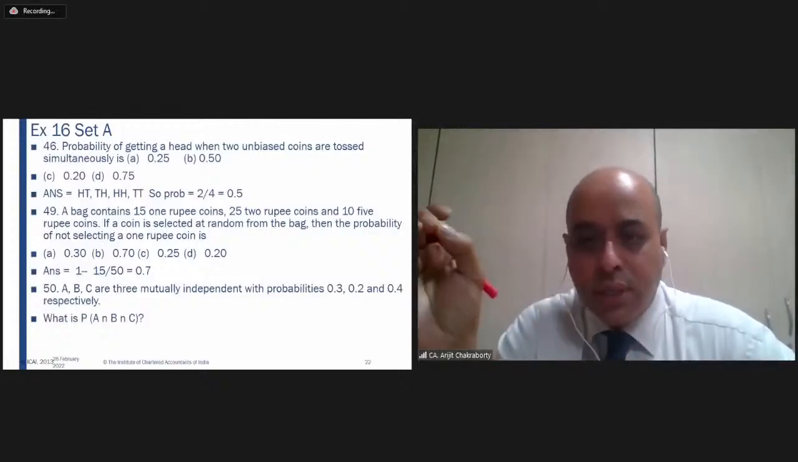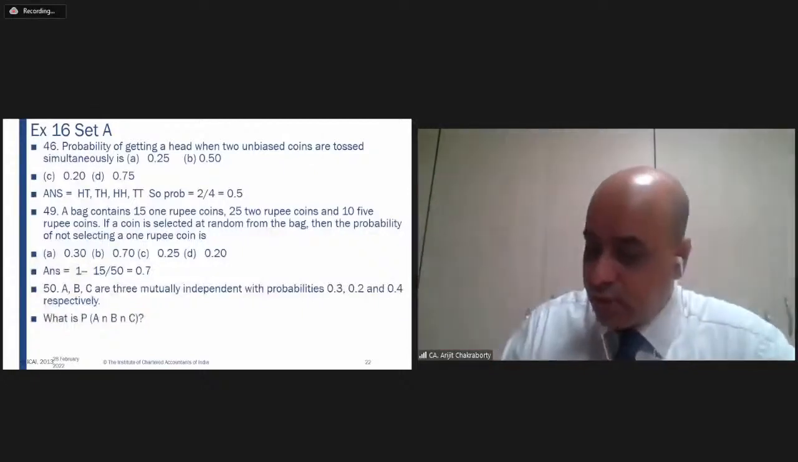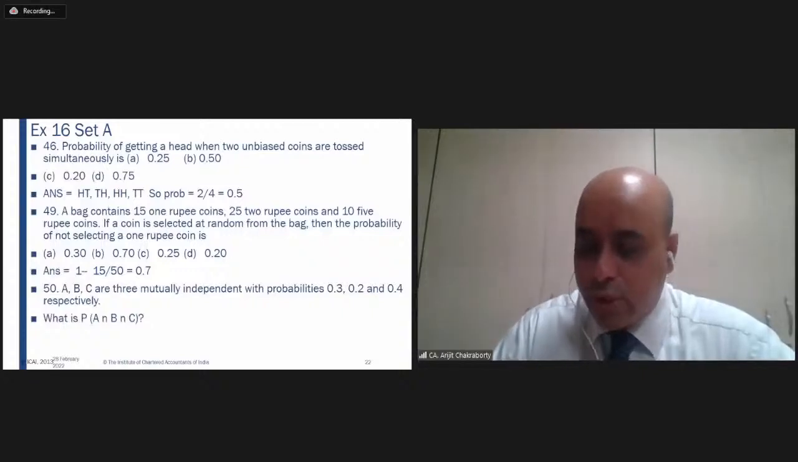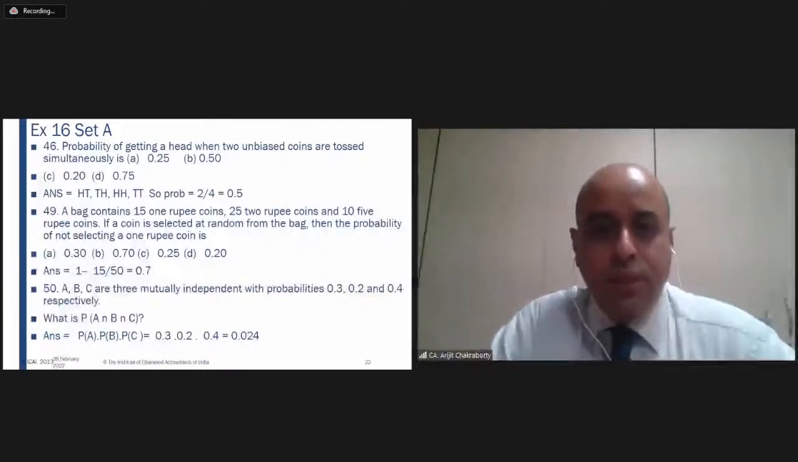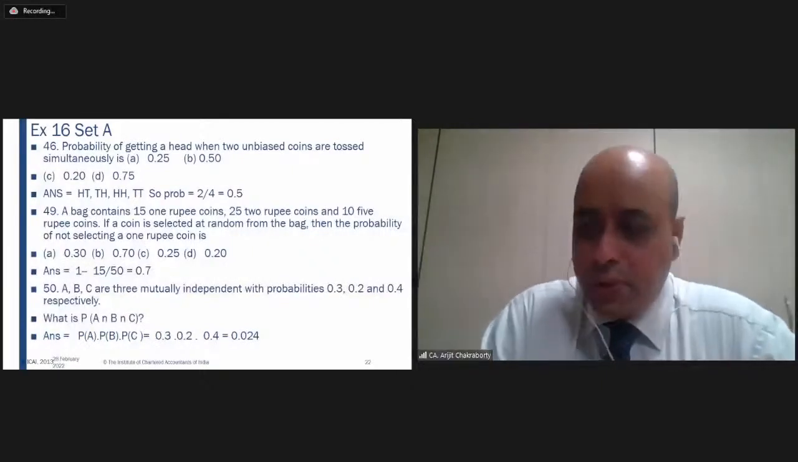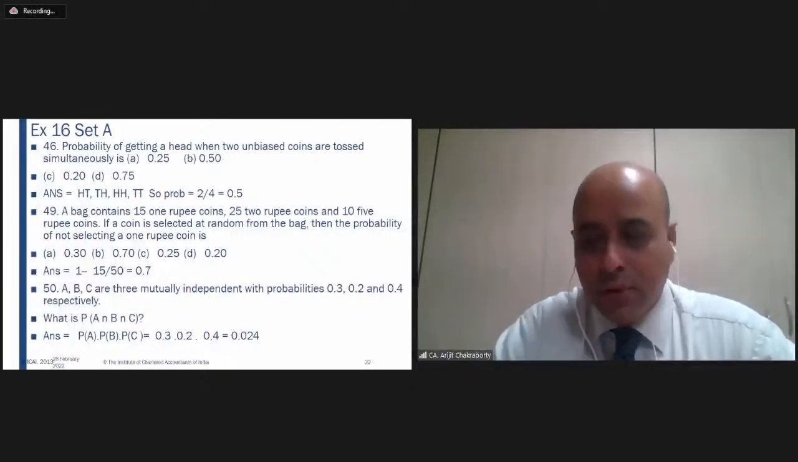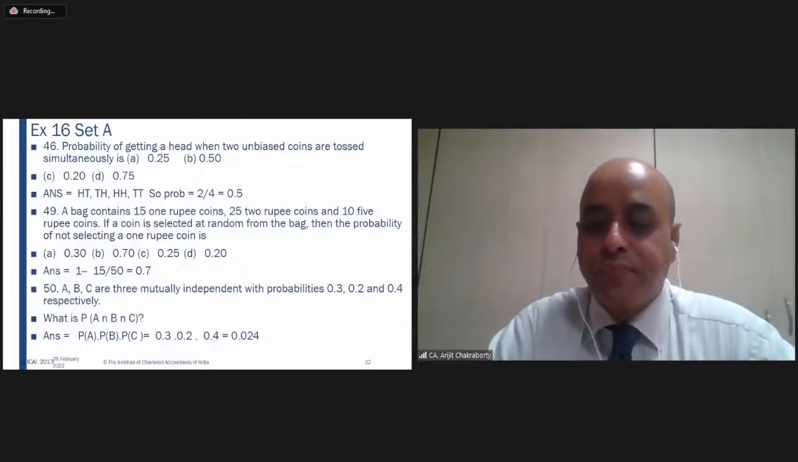all these 3. So let me just write it down and let us try to solve it. 0.3 into 0.2 into 0.4. So you are getting 4 into 2 is 8, 3 into 8 is 24. So the answer is 0.024. I'm sure you have got this correctly. Question number 50, let us see.